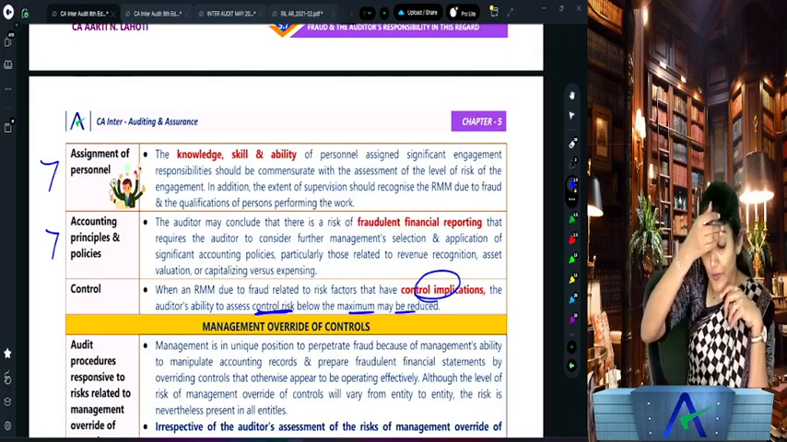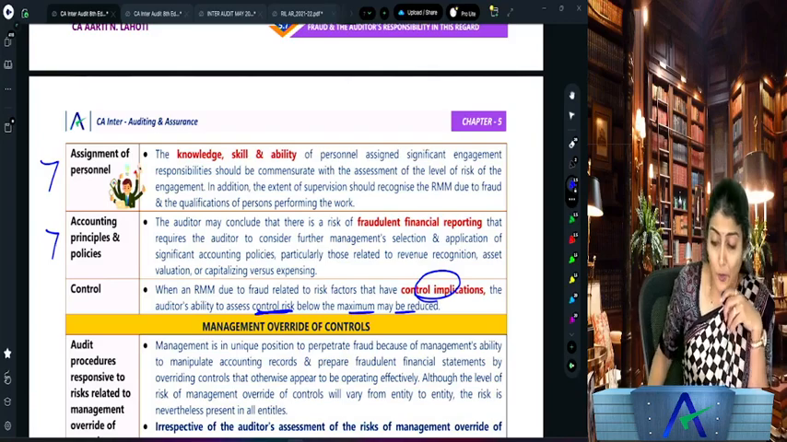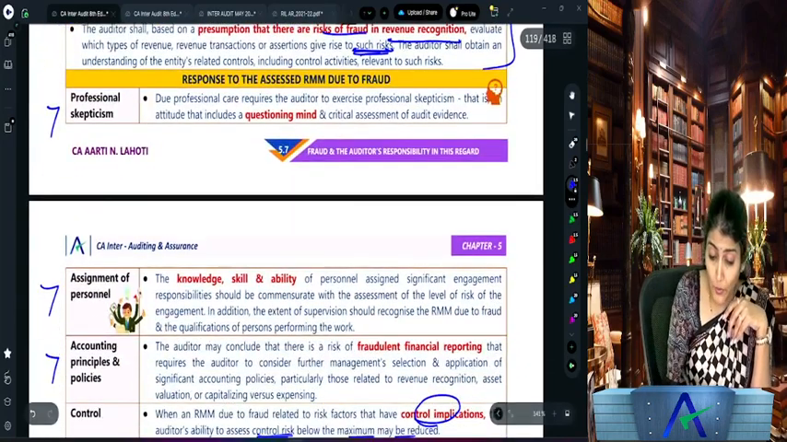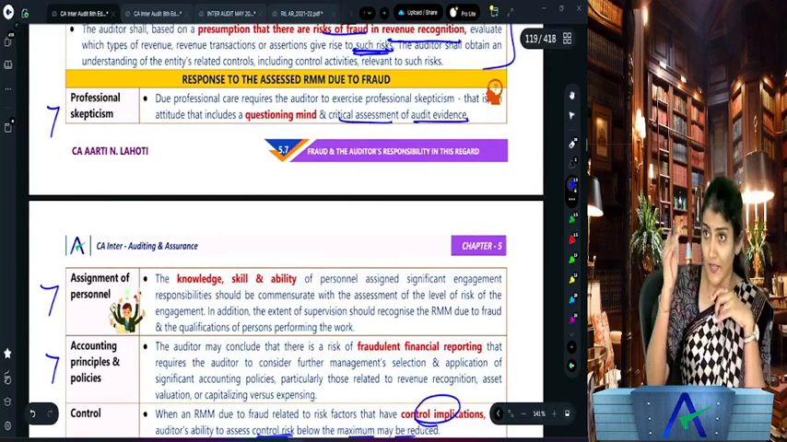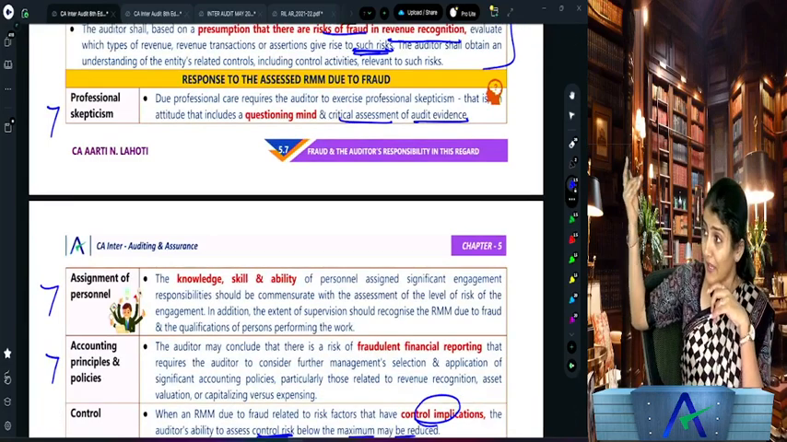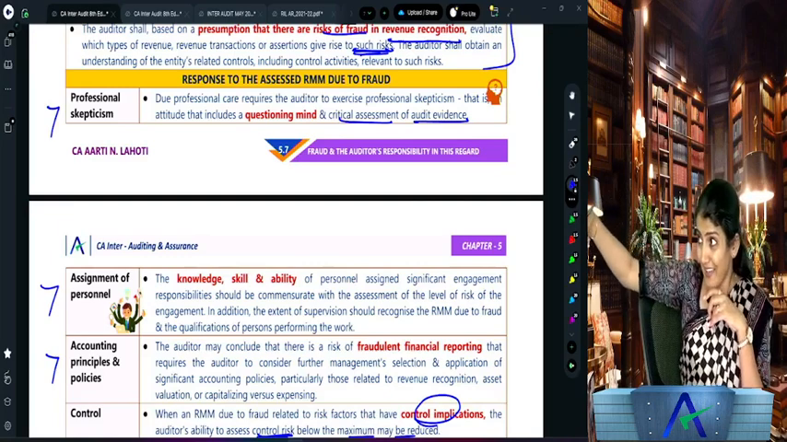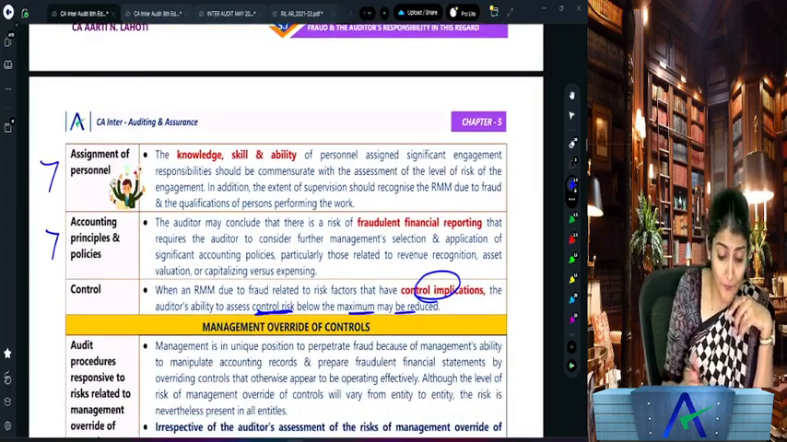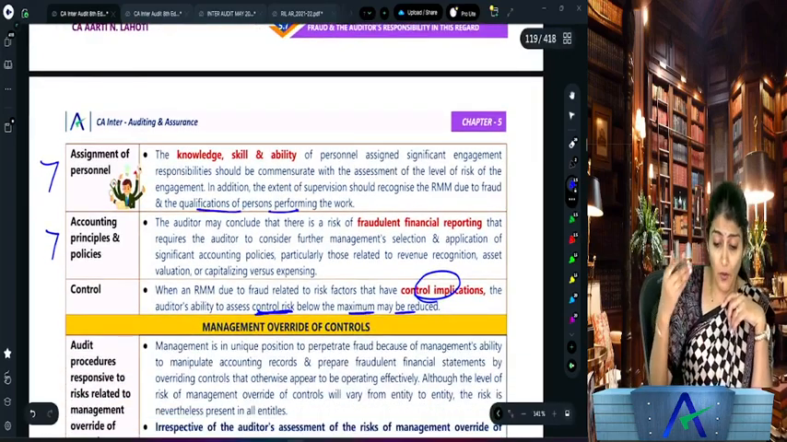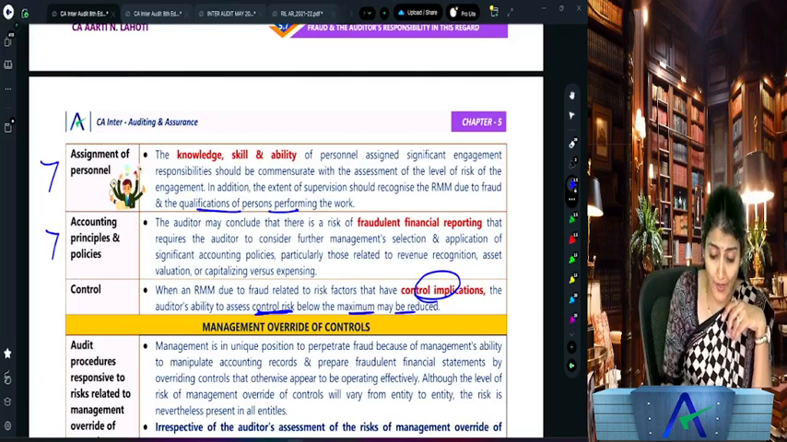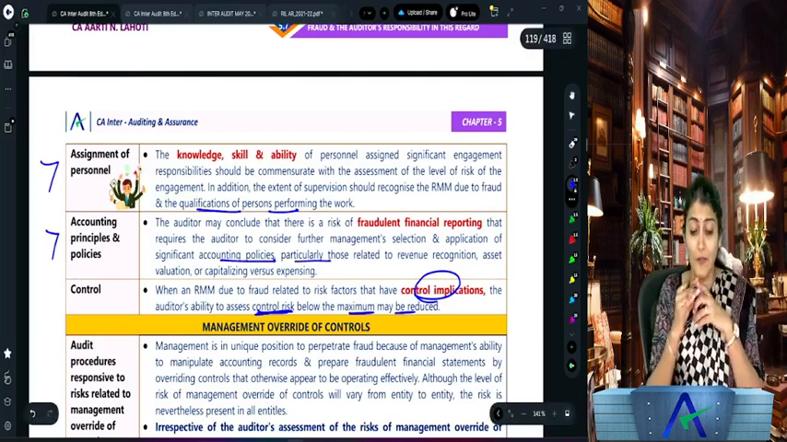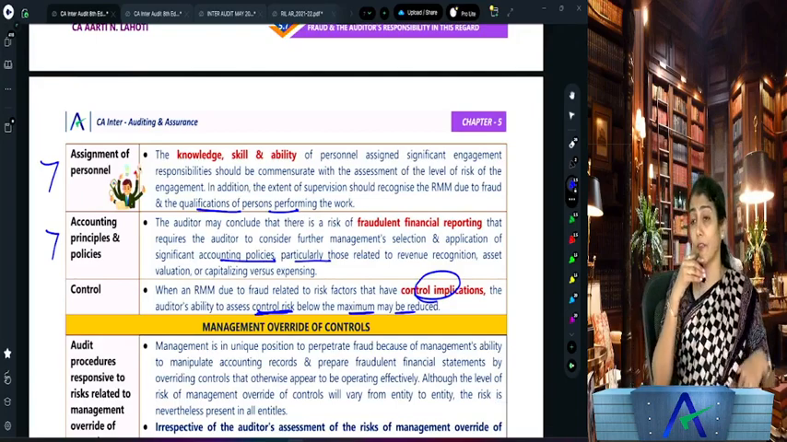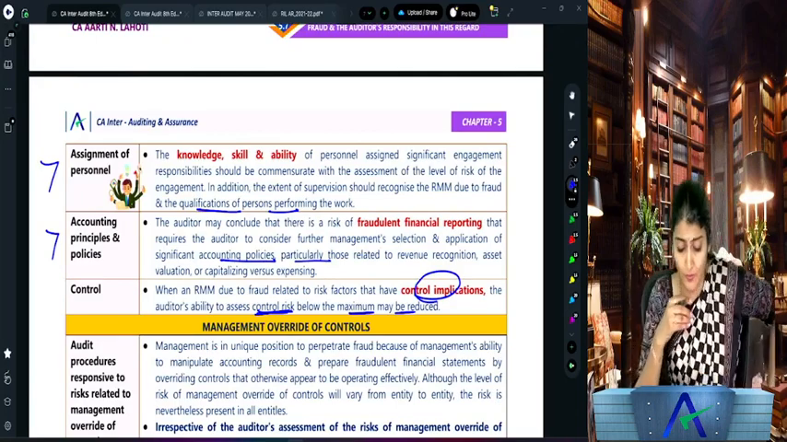So now I need to respond to the fraud risk. How do you respond to the fraud risk? By being more alert, yes, by doing more critical assessment of the audit evidence. You remember that? Questioning mind, being alert to condition, magnifying glass. And a critical assessment of the audit evidence. Next, what you do? You send your more experienced staff for doing the audit. Third, what does it say? You do more evaluation of the accounting principles and policies. And last one, it says you check more properly the controls of the entity, right? The controls of the entity.